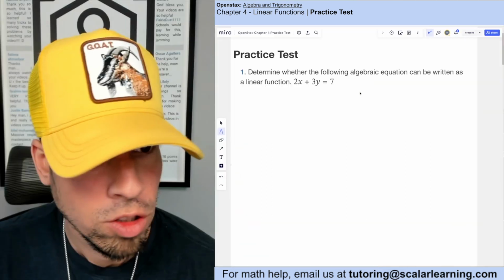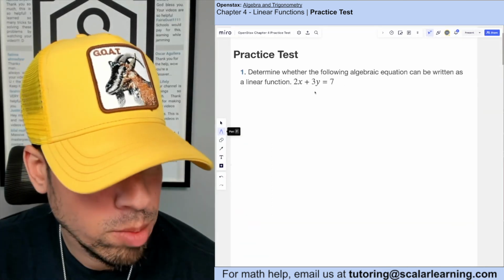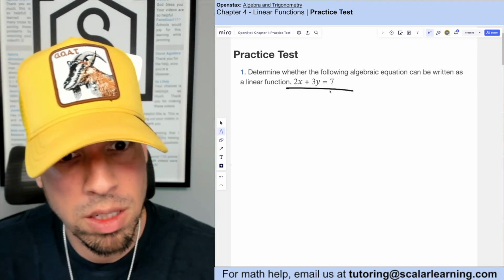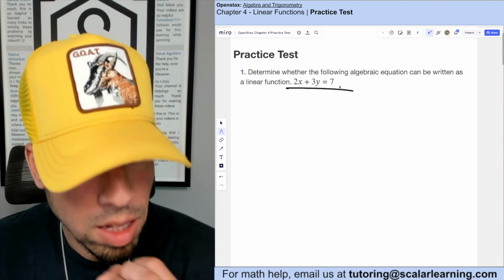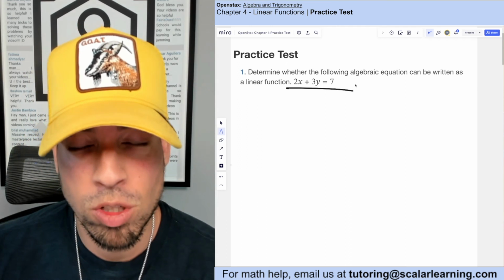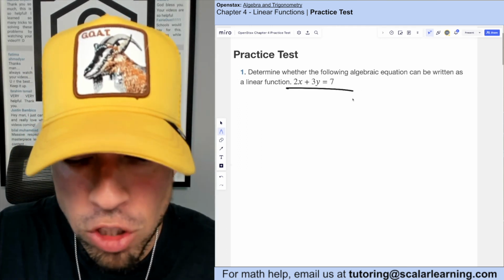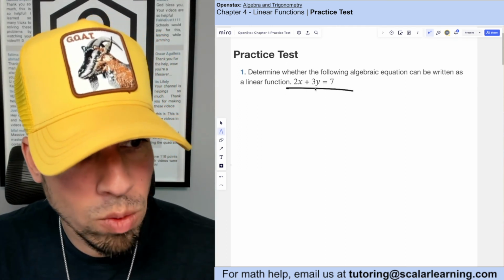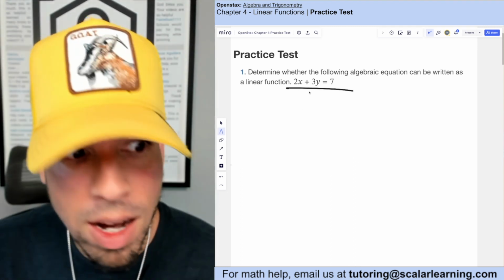Let's do it. Determine whether the following algebraic equation can be written as a linear function. Well, this is indeed a linear equation because we have no exponents. And we want to represent it as a linear function. What that really means is we're saying y as a function of x, aka isolate y.